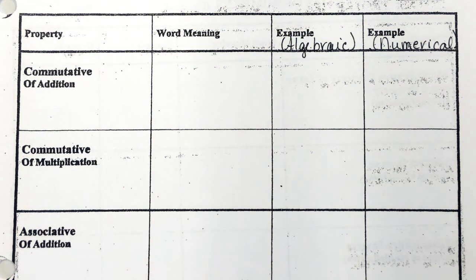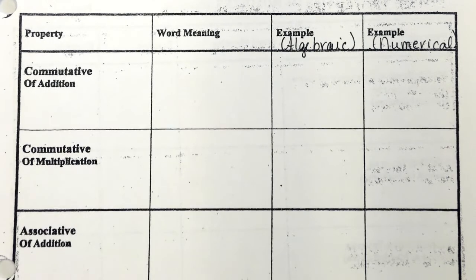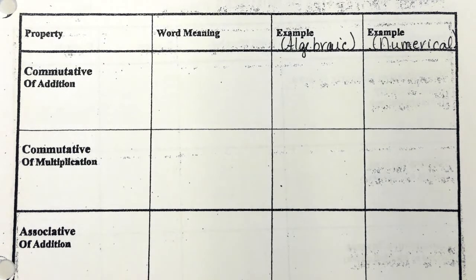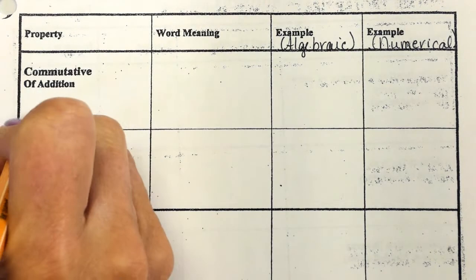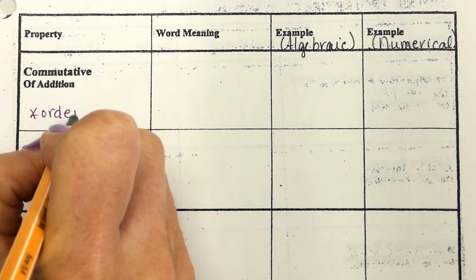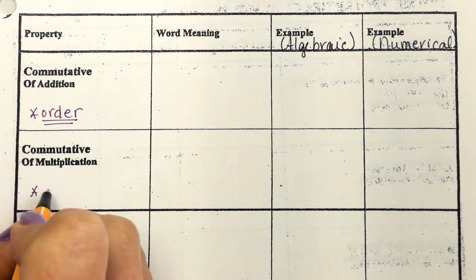All right, for the first one, we have the commutative property of addition and the commutative property of multiplication. Basically, their definition is the same, it's just one is dealing with addition and one's dealing with multiplication. So to kind of shorten up your notes a little bit, we're just going to add those definitions together and make it a little bit easier for you, okay? So on the first one, commutative property talks about changing the order. So this is your order property. Okay, and same thing here.